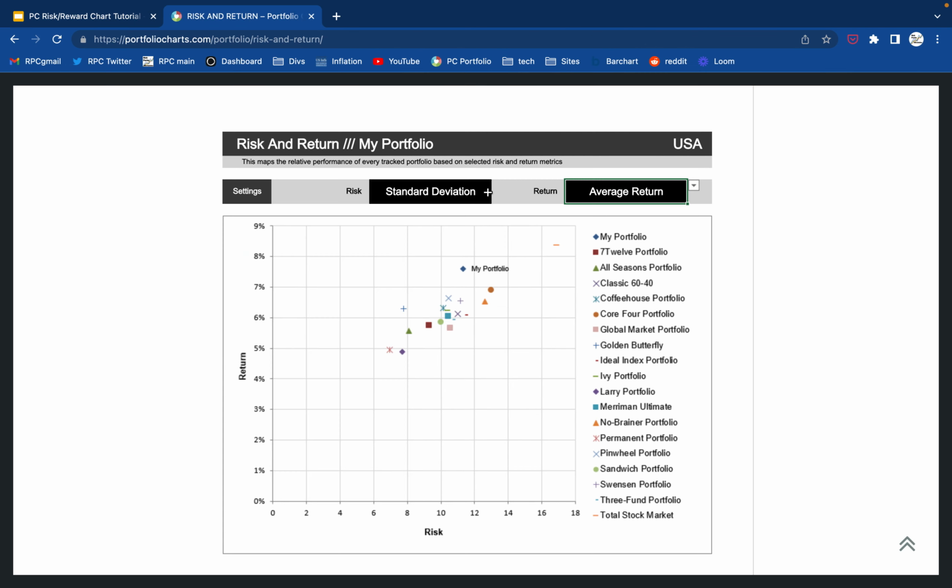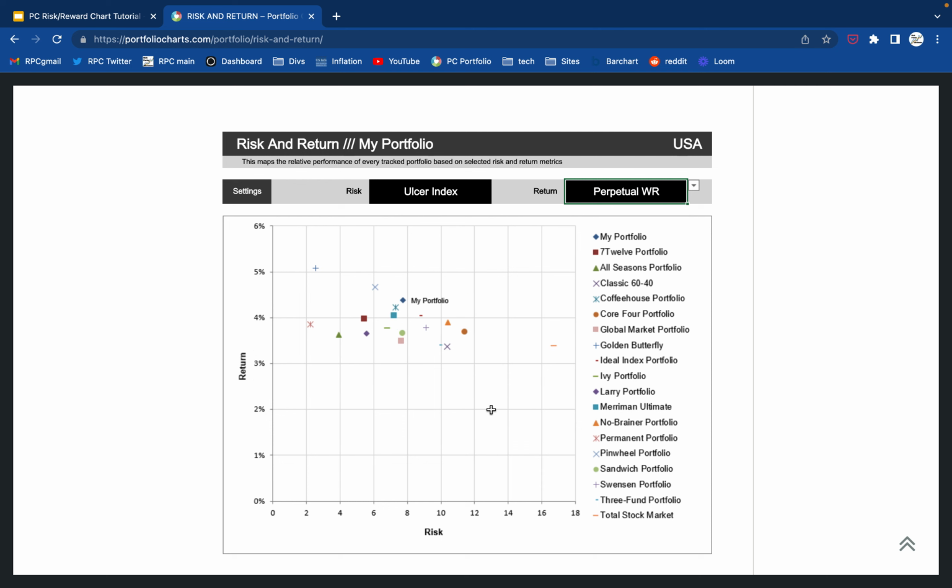All right, now let's go to my two favorite metrics, Ulcer Index for risk and perpetual withdrawal rate for return. And here we see a slight difference. This more aggressive version of the golden ratio is going to return more. And if you don't need it to live on and you're, say, 10 years, 20 years from when you need the money, this more aggressive version might be really good because it's going to have a higher average return. However, if you were trying to live on it, this more aggressive version would come with a cost.